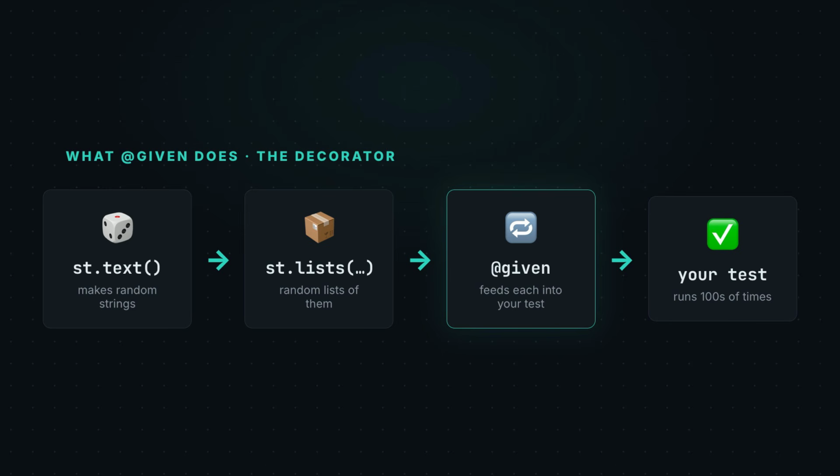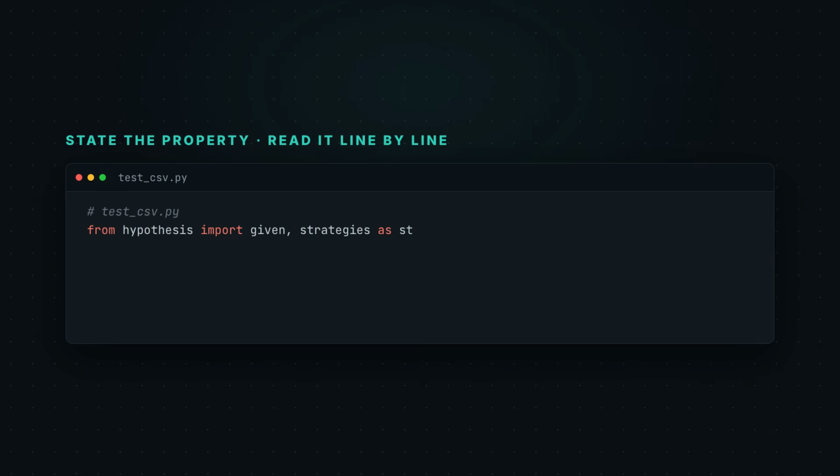If decorators still feel fuzzy, a decorator is just that @ symbol line stuck on top of a function that quietly changes how the function runs. Here's the mind bender. You don't call your test yourself anymore. Given calls it for you once for every input it generates. That's the whole trick. Now here's the property, and we'll read it one line at a time.